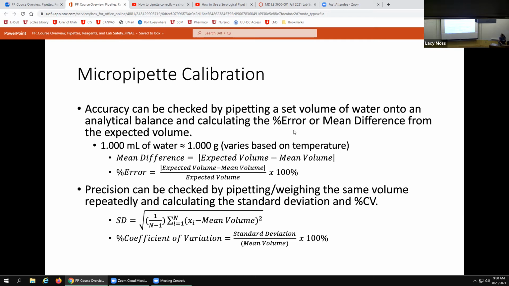And then you can also do coefficient of variation, and coefficient of variation is cool because if you're doing different methods and different volumes, or we have a large difference in numbers, it kind of corrects for that difference in size and normalizes it all to the same thing. So you can compare apples to apples instead of apples to oranges. And that's just standard deviation over the mean volume.